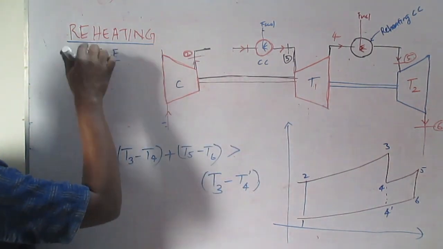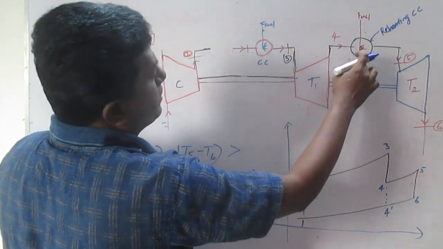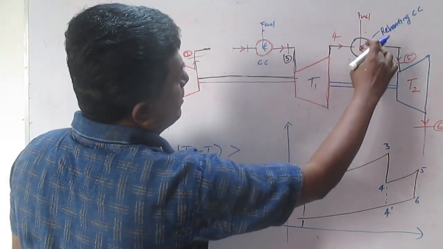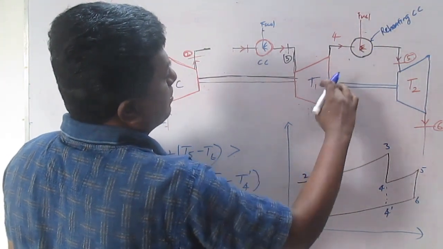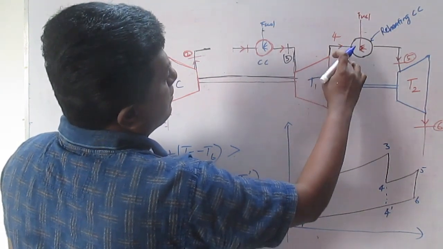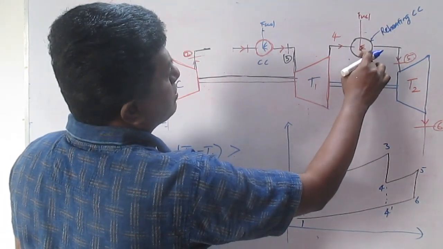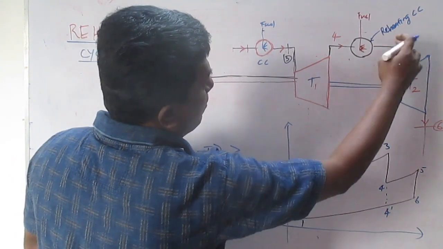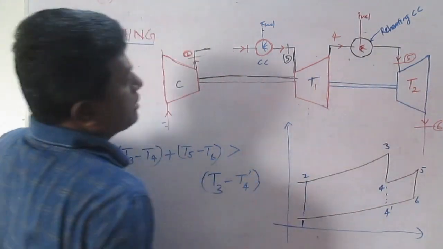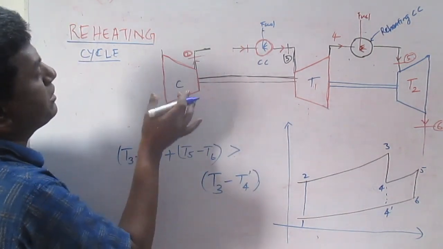That cycle is nothing but the reheat cycle. So the reheating principle is that we are providing another heating chamber, a combustion chamber, for heating the energy which comes out of the first turbine. It is heated in this combustion chamber by adding fuel. That is what goes to the second turbine, T2. That is how this reheating cycle works.